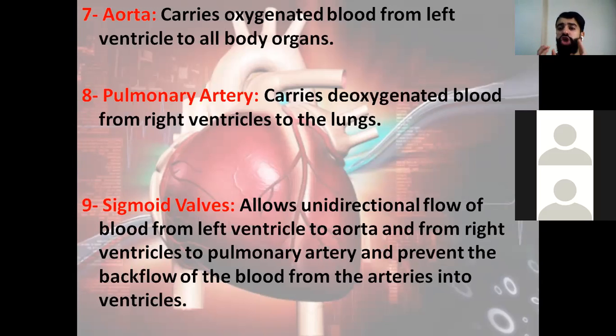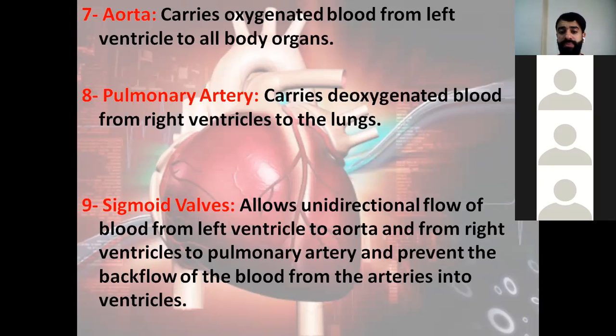They allow unidirectional flow of the blood from the left ventricle toward the aorta, and the aorta is going to distribute it from the left ventricle to all the body organs, the oxygenated one, and from the right ventricle toward the pulmonary artery, and prevent the backflow of the blood from the arteries toward the ventricles. They prevent the downward movement of the blood from the arteries toward the ventricles. This is related to the sigmoid valves. Please review and study these notes because they are very important.